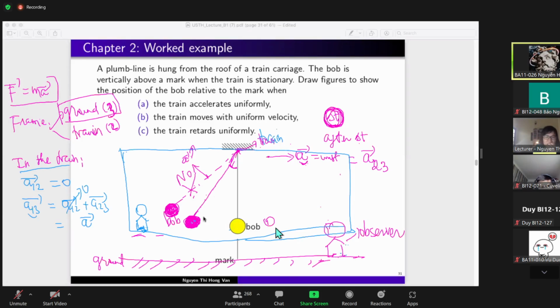Okay, Huỳnh Đức. We have the blue guy, and the bob doesn't change position in the train frame. So the observer on the ground sees the blue guy and the bob move. Right. Yeah, agree. The blue guy moves with this acceleration. They are moving together. But why does the bob go to the left here? Why does it not stay here? It's still constant, right?